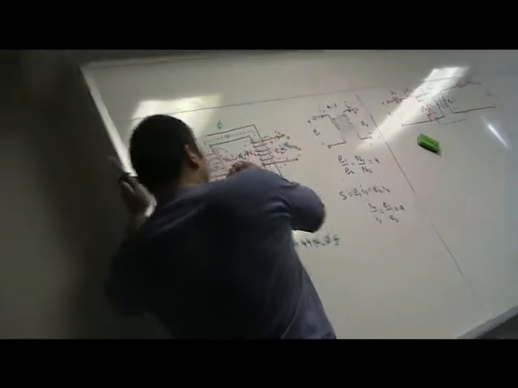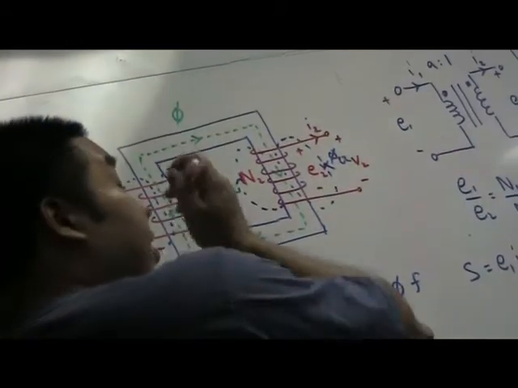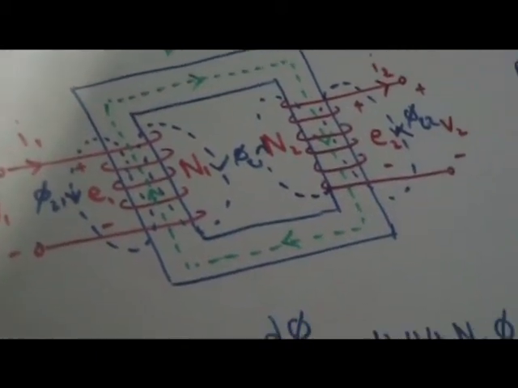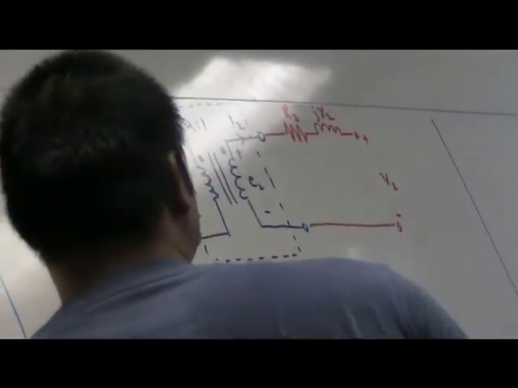Now the last one is that in a practical transformer there will be losses, electrical losses due to hysteresis and eddy current. These two losses are modeled as a resistor in parallel with XM. It's called RC, the core loss resistance.